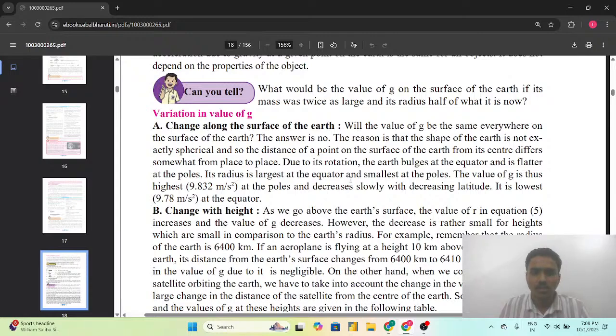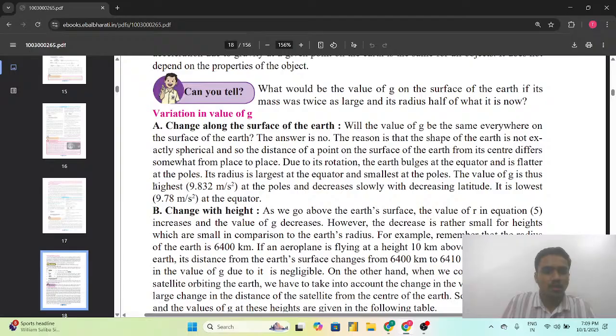Its radius is largest at the equator and smallest at the poles. The value of g is thus highest, that is 9.832 meter per second square, at the poles, and decreases slowly with decreasing latitude. It is lowest, that is 9.78 meter per second square, at the equator. So these are the two points which I am highlighting. These are the two which you have to remember, as we also have questions on this, and mostly it gets asked, so it is important to remember.